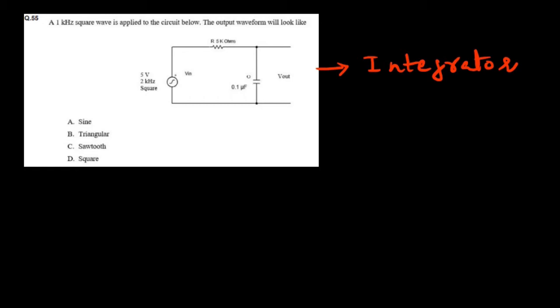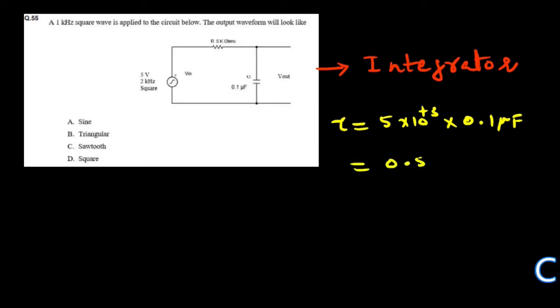So whether it acts as an integrator, we can calculate the time period. For the given 5 kilo ohm, that is 5 multiplied by 10 to the power 3 multiplied by 0.1 microfarad. If we simplify, we will get the time period as 0.5 millisecond.